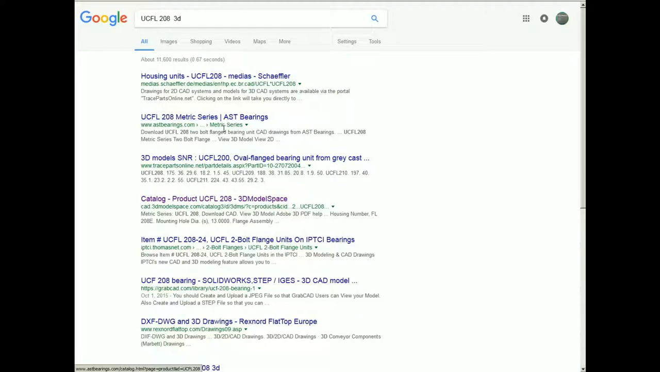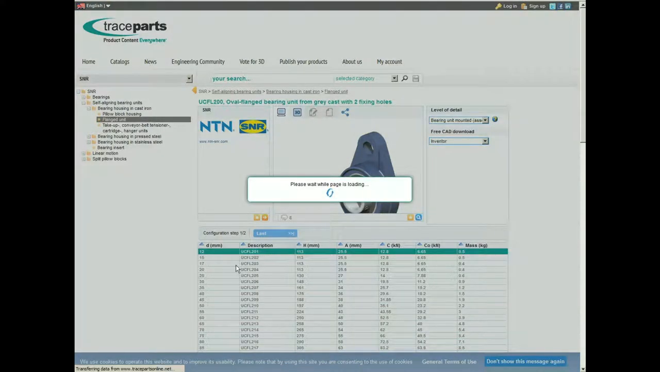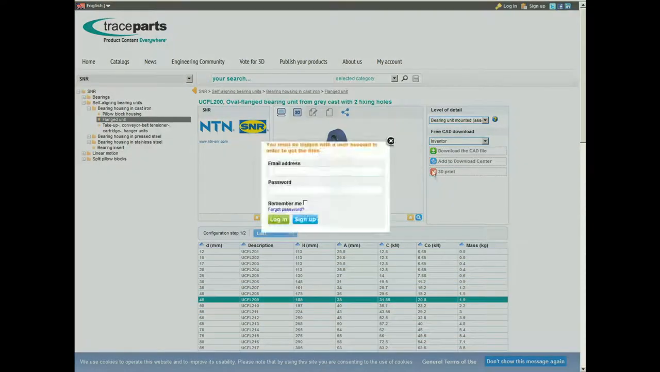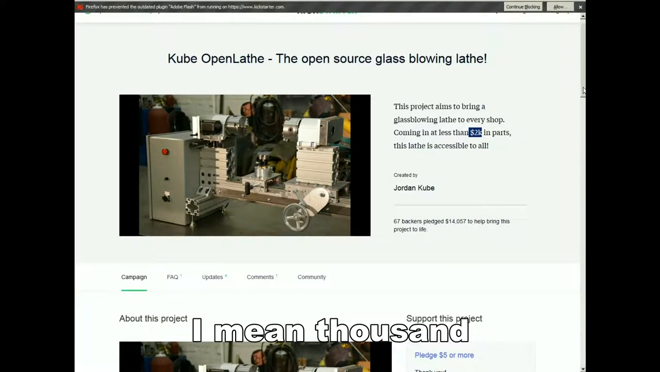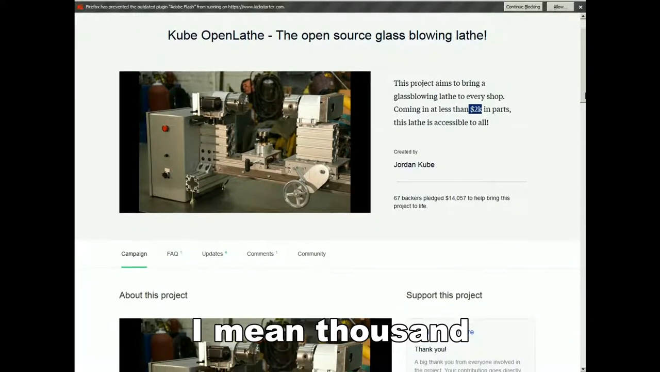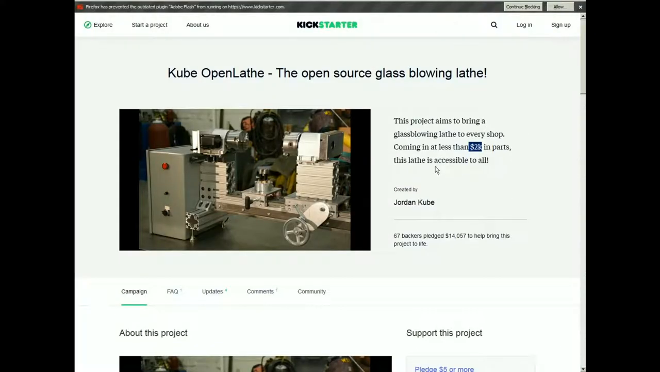Okay, so, trying to download a CAD model of this. And look what I have found. This is an open source glassblowing lathe. It's a Kickstarter project. This lathe is coming at less than $2,000 in parts. Well, that's expensive. I mean, for $200 you can get an extremely big lathe where I live. And look at that. It was funded.